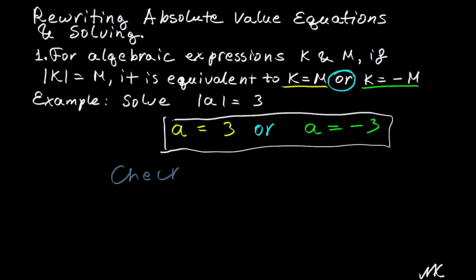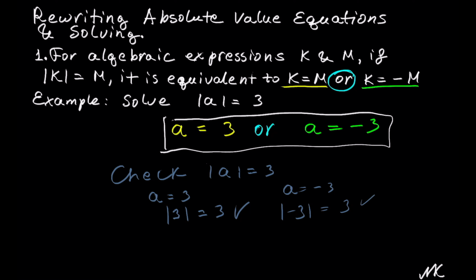Let's check. The reason we need to include both the positive and negative version of a number is because if we plug these answers into the absolute value of a is equal to 3, when a is equal to 3, the absolute value of 3 is equal to 3, that answer is obvious. Now the reason we need to have an OR and the second answer is because if we plug in a equals negative 3, the absolute value of negative 3 is equal to 3 as well. So absolute value equations have two solutions.